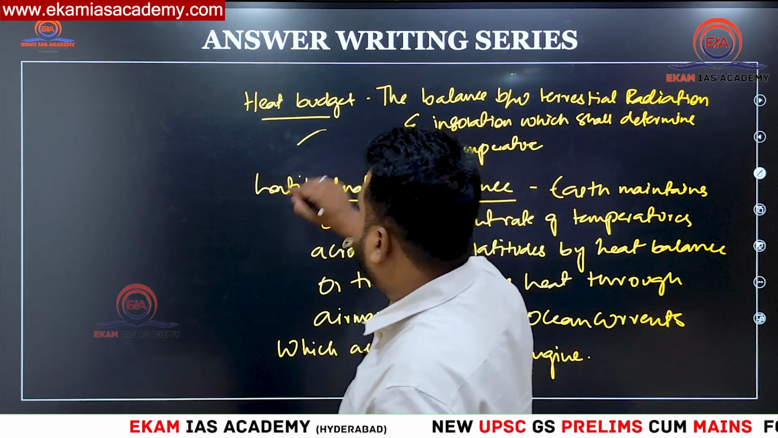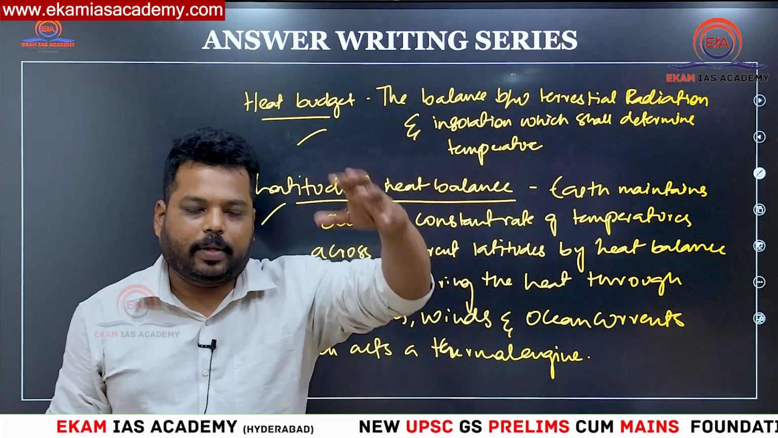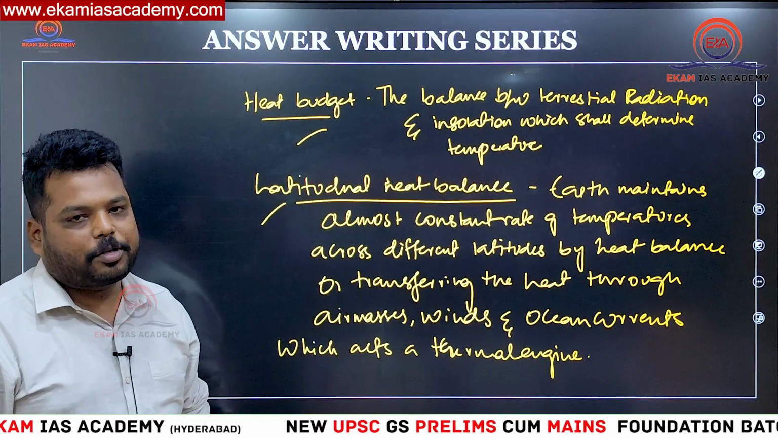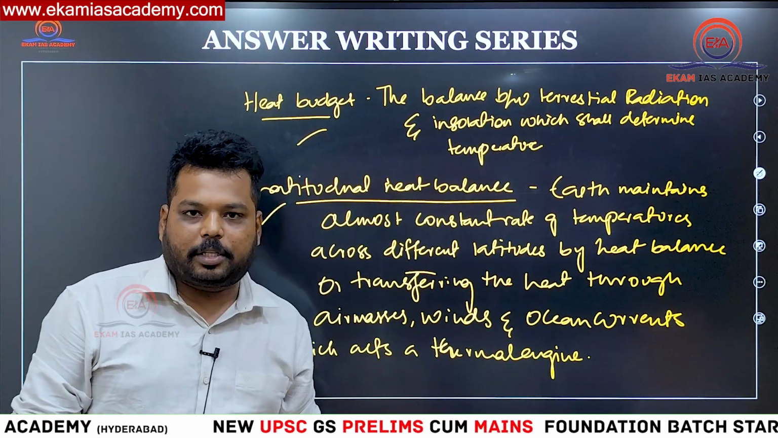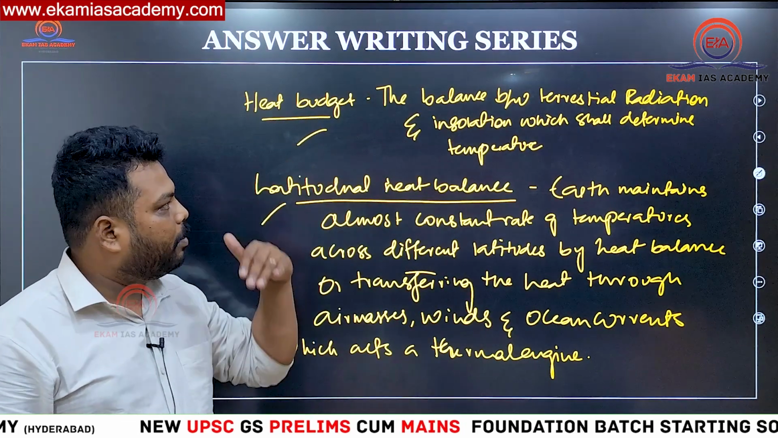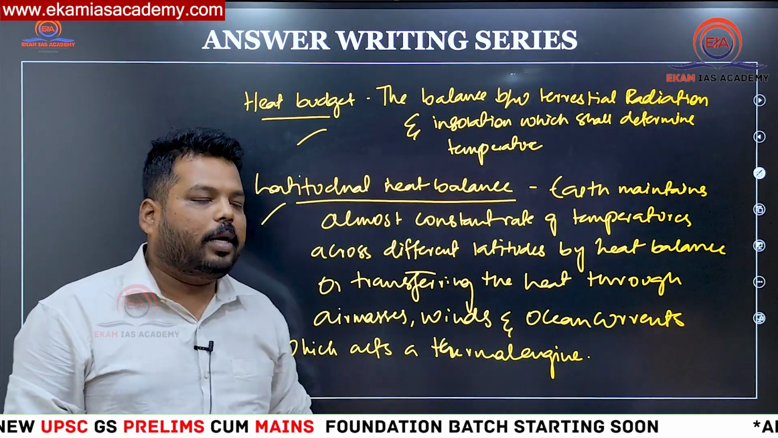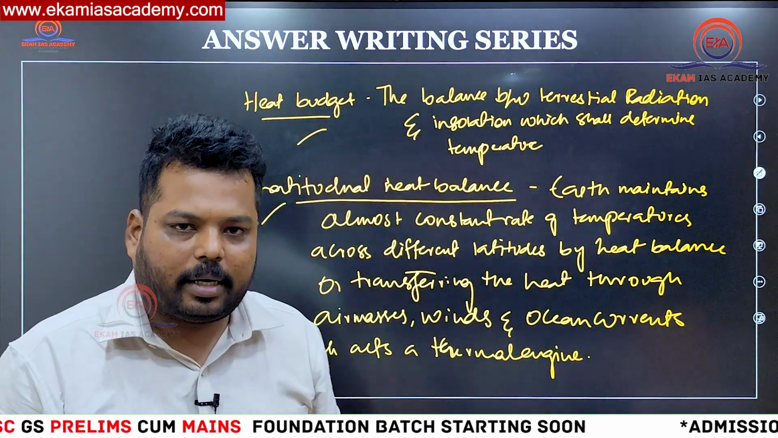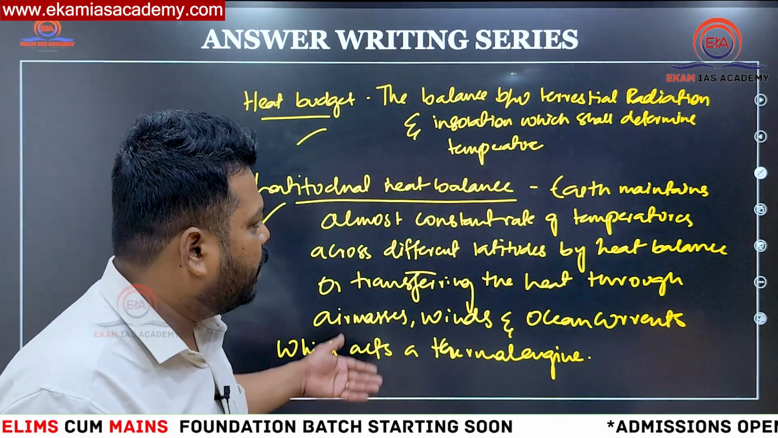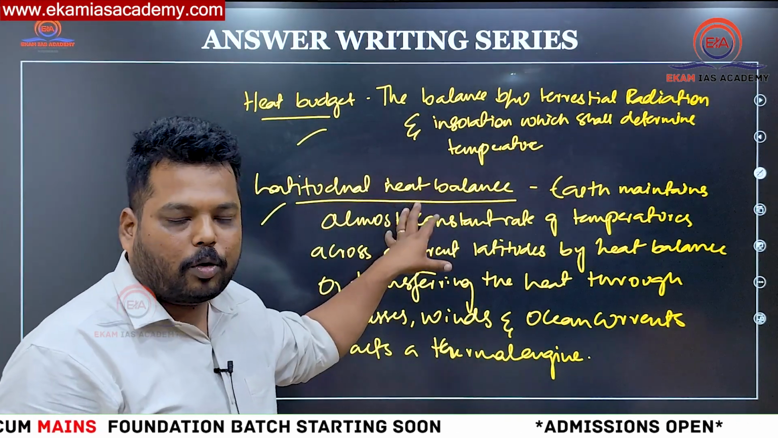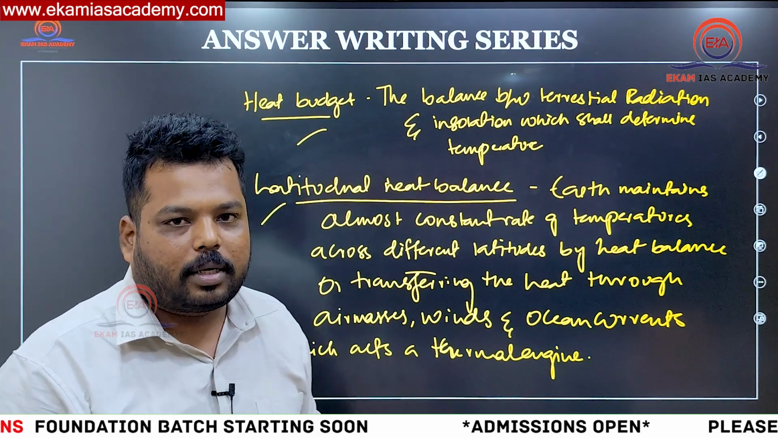So these are also two factors which are associated with the vertical heat distribution of the earth and horizontal heat distribution of the earth. Clear? So heat budget generally deals with the vertical distribution of the earth, and latitudinal heat balance generally maintains the heat between these particular latitudes as such. So these two are also to be written in the body of the answer as such.